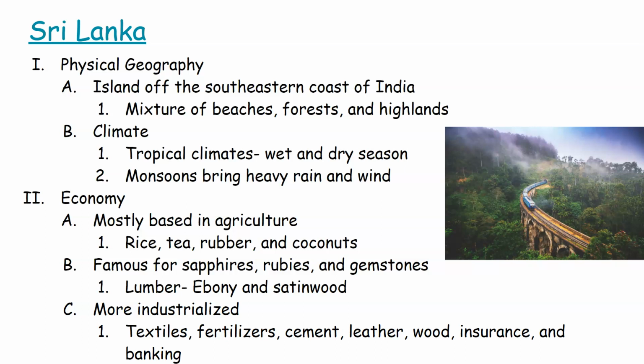They're also known for their sapphires, their rubies, and their gemstones, and those do tend to come from the highland regions. The forests also bring in economic activity, including ebony wood as well as satin wood. And they are beginning to see more industry. You're going to see textiles growing in this region, fertilizers, cement, leather, of course, the wood industry still continuing, and then also service industries like insurance and banking.